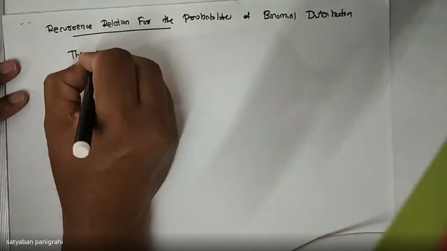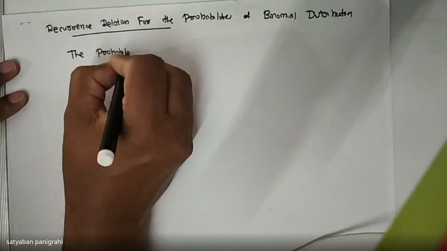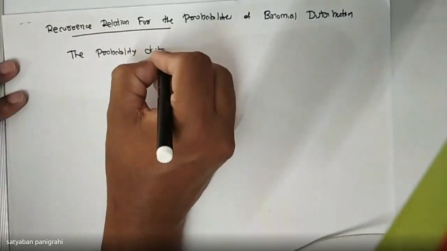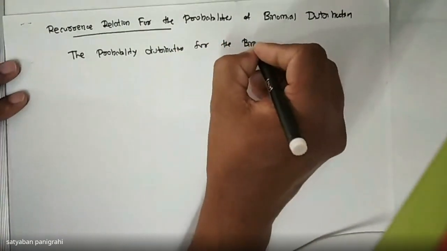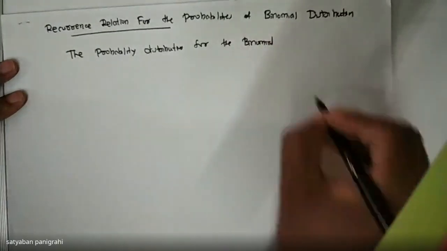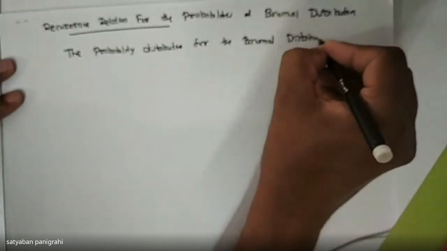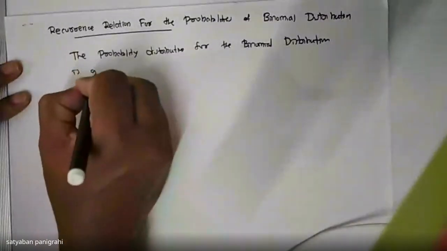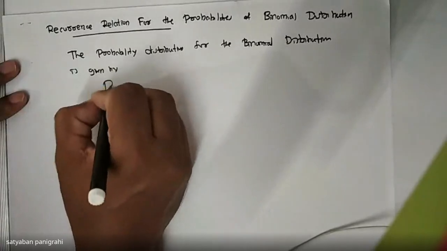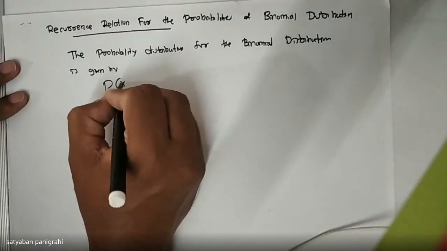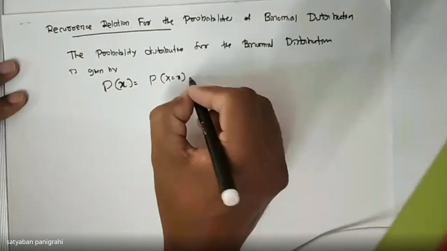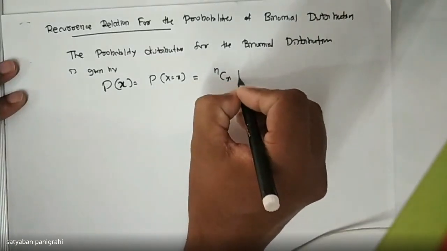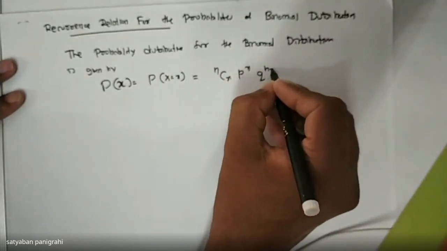Okay, as we know, the probability distribution for the binomial distribution is given by, as you know, P of X equals x, that is equal to nCx p to the power x q to the power n minus x.